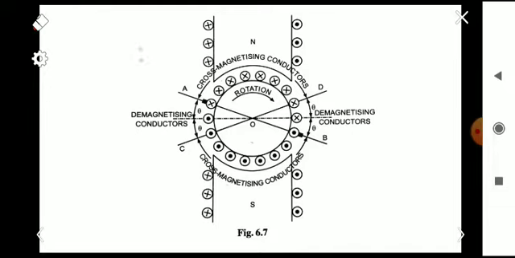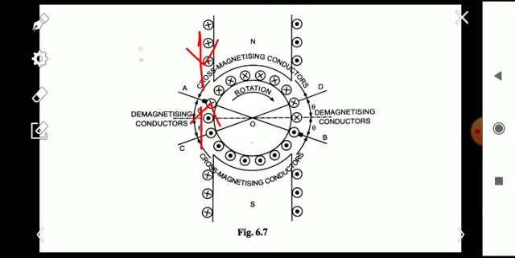We are saying this mainly because of the conductors between the angles AOC and BOD. Here the armature flux is entirely opposing, just opposite. If the main field flux is in this direction, the armature flux due to the conductors between AOC and BOD will be exactly opposite to that of our main field flux. So it will just weaken our main field flux.